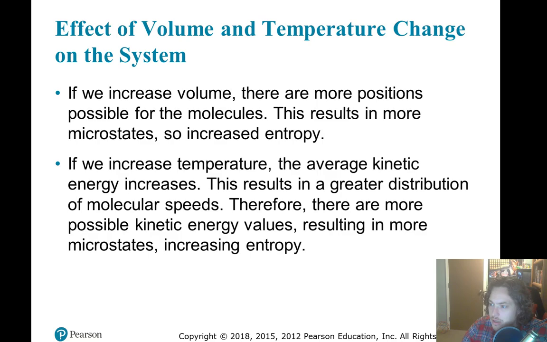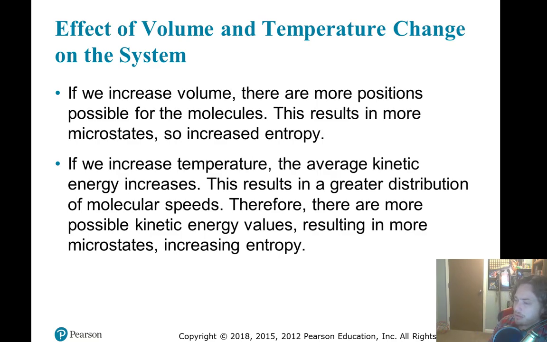This current unit, this video, is really about, by the end of this part, you should be able to look at a system and how it changes and be able to determine whether or not your entropy is increasing, decreasing, or essentially remaining exactly the same. So in order to do that, we're going to look at three different things that really play a large role in determining what happens to our entropy. The first one is volume.